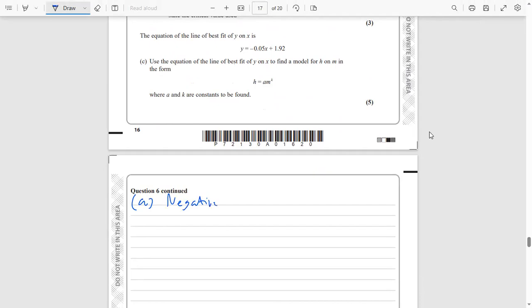So negative correlation. Sorry, let me try and write a little bit neater. Negative correlation between the two variables. So between the heart rate, which was h, so between h and m. Okay, so you got that for part A of the question.